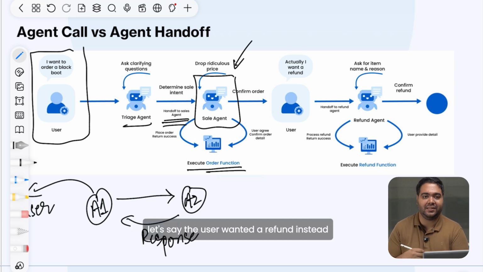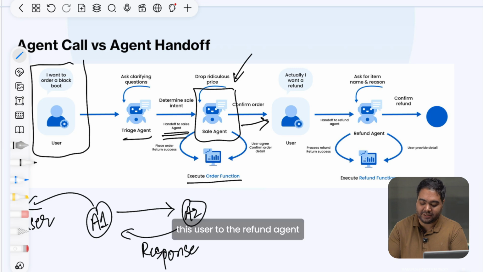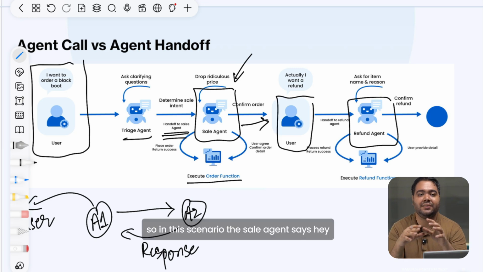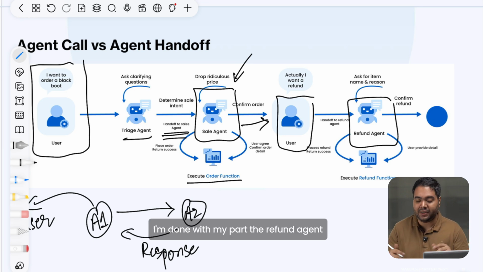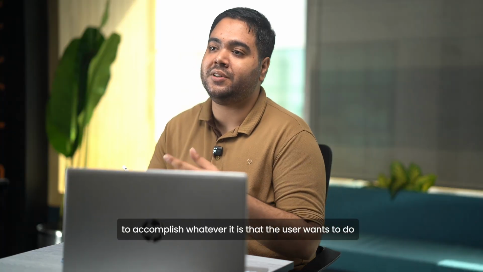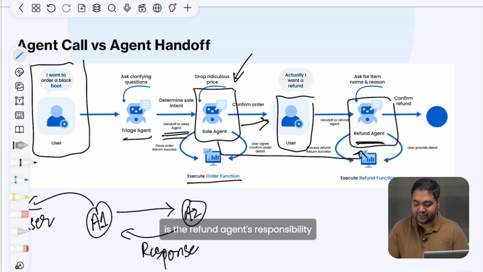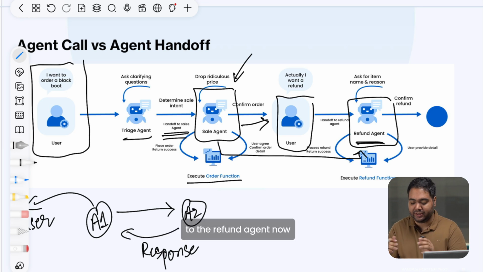Now in this scenario, let's say the user wanted a refund instead. They don't want to go through with this order. What the sale agent would do is hand off this user to the refund agent. So the sale agent says, hey, my responsibility is done. I talked to the user, I'm done with my part. Refund agent, it's now your turn to work with the user to accomplish whatever it is that the user wants to do. So now whatever happens next is the refund agent's responsibility, because the sale agent has handed off everything to the refund agent.